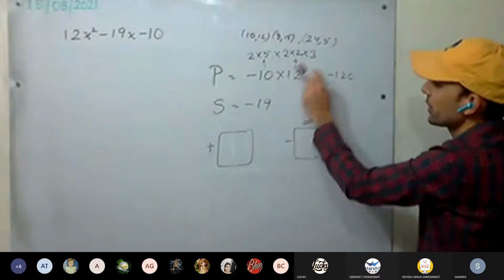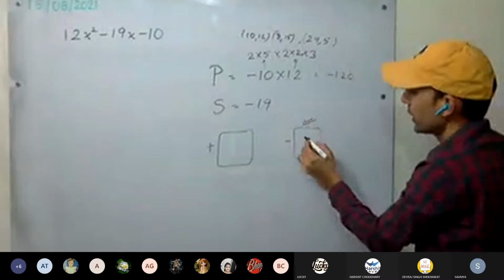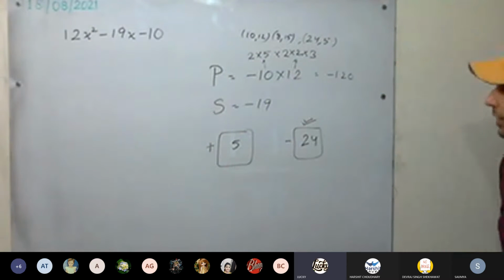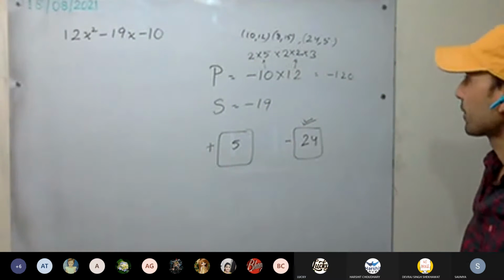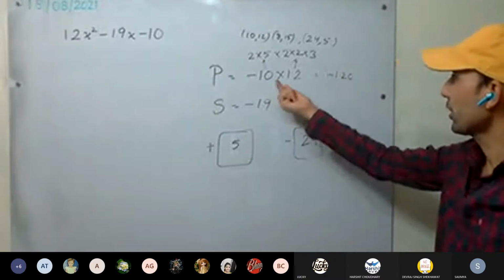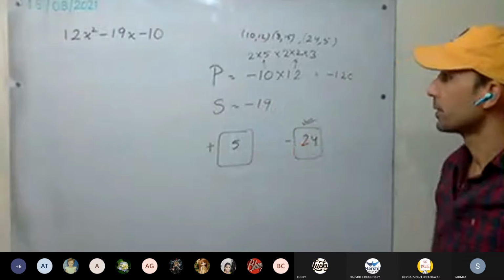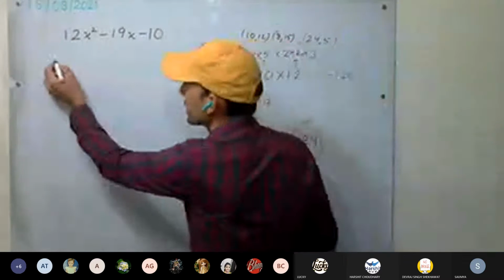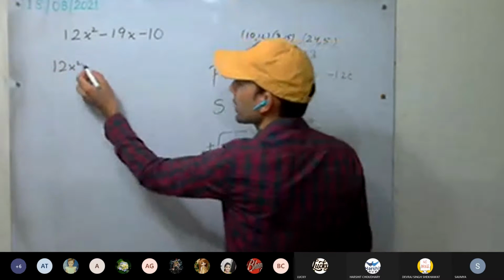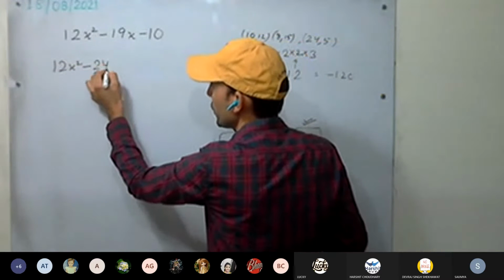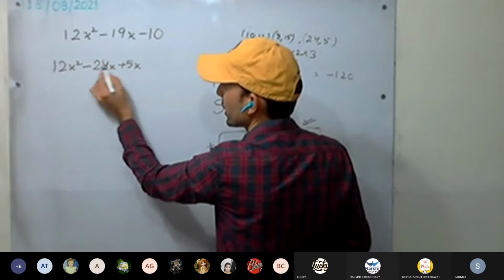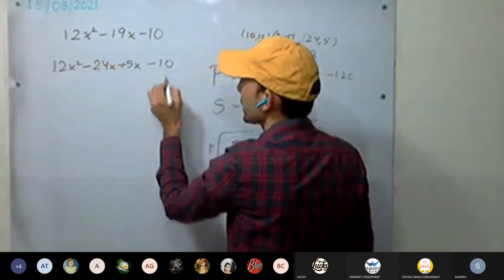If we take the difference, we are getting minus 19. So which should be bigger? Minus 24 and plus 5. Minus 24 into plus 5, we'll get minus 120. So 12x square, and the middle term we are going to write as minus 24x plus 5x. You can see minus 19x we are getting, minus 10.